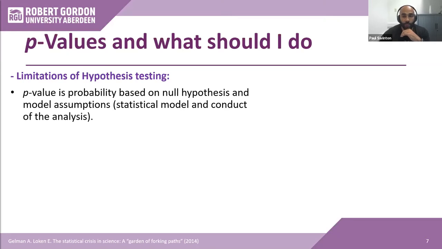And so the second nuance is that we can generate low p-values not just when the null hypothesis is incorrect, but also when the model assumptions are incorrect. And the model assumptions also include the conduct of the analysis. So for example, a p-value assumes that only one test was conducted, the test was conducted after the hypothesis was set, and that to gain an overall understanding of error rates, all analyses will be disseminated.